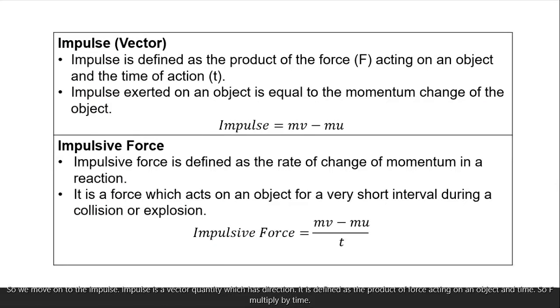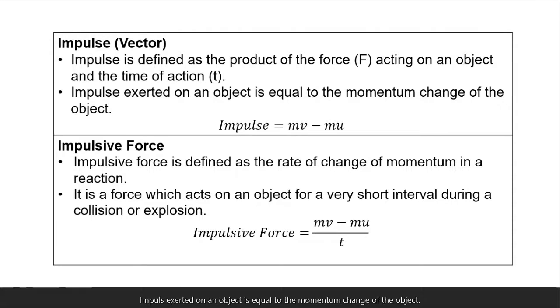So we move on to the impulse. Impulse is a vector quantity which has direction. It's defined as the product of force F acting on an object and the time. So F multiplied by time. Impulse exerted on an object is equal to the momentum change of the object. So impulse equal to mv minus mu.